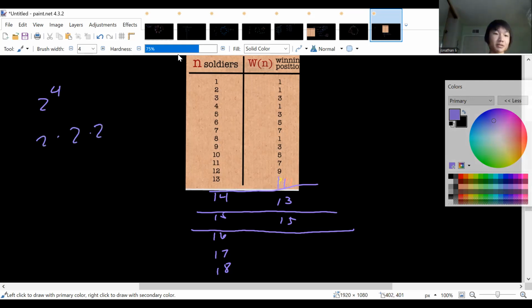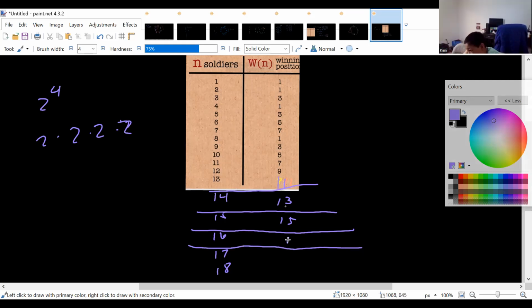2 times 2 times 2 times 2. So that goes back to 1. And then 17, I think, is 3. Remember? Yeah, 3. Figure this out with the rule. 18 is 5, right? Yeah, it should be 5. So now we figured it out, we did it.